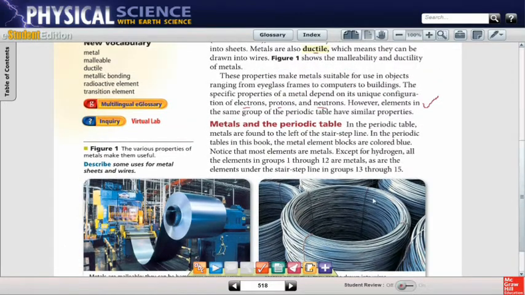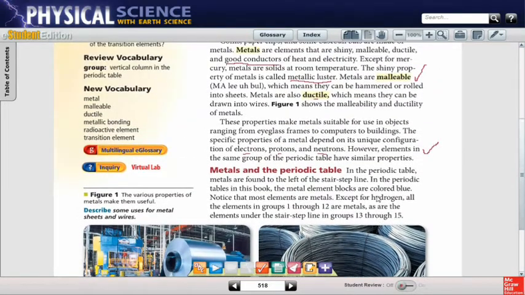If you look on the periodic table, toward the right side, about three-quarters of the way, you'll see the steps highlighted. We've done this before in class, but you should be able to see it highlighted right there. I can't pull it up right now, but I'll show it to you in class. Okay, in the periodic table, in this book, the metal element blocks are colored blue. So I want you to go look at those. Pause this if you have to, and go look at the periodic table in blue.